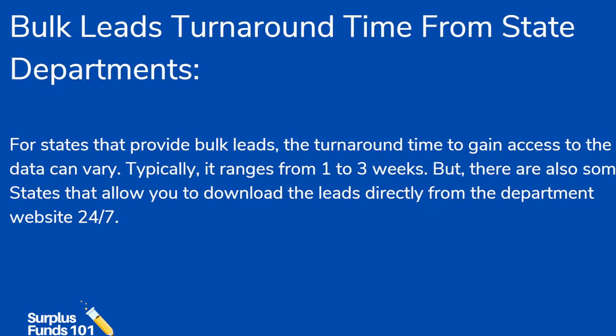Now, bulk lead turnaround time from the State Department. So once you put your request in to get them, how long is it going to take for that to hit your doorstep or for you to have access to it? For states that provide bulk leads, the turnaround time to gain access to the data can vary. Typically, it ranges from 1 to 3 weeks. But there are also some states that allow you to download the leads directly from the State Department website 24/7, like the California website. You could literally pause this video right now, go to the Unclaimed Funds website for California, and just download them and get them right now. But most states aren't like that.